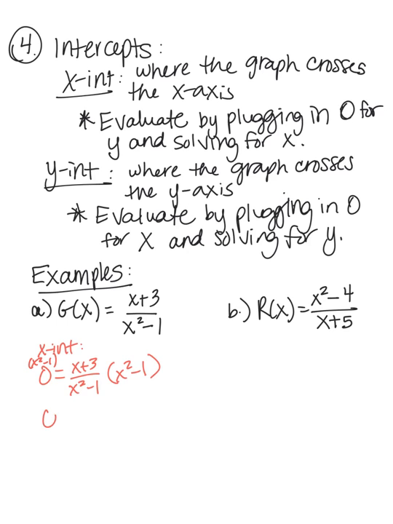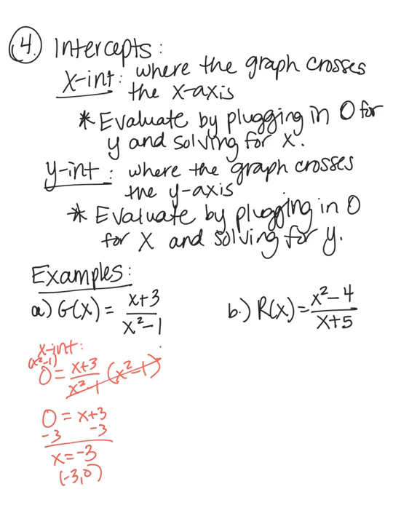Zero times anything is still 0. Those two are going to cancel, so I have x plus 3 equals 0. Oh, much easier problem to solve now. So now I'm going to subtract that 3, so I get an x-intercept of -3. And I can write that as (-3, 0), 0 because that's what I plugged in.